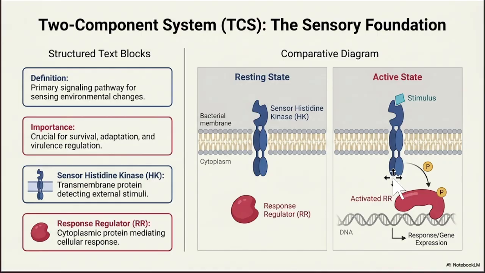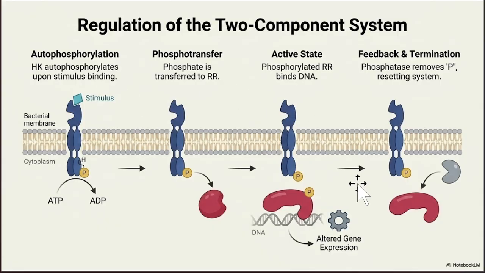autophosphorylation or self-phosphorylation will occur. Through this phosphorylation, it activates the response regulator, and the response regulator will act on DNA. Then how does the regulation of the two component system occur?